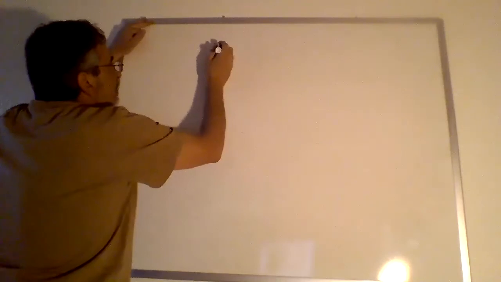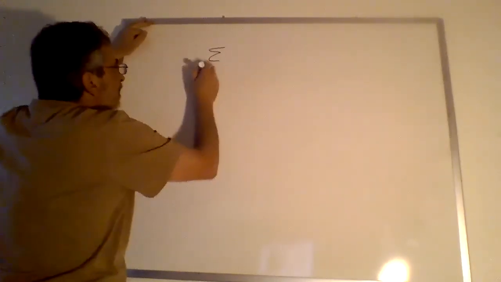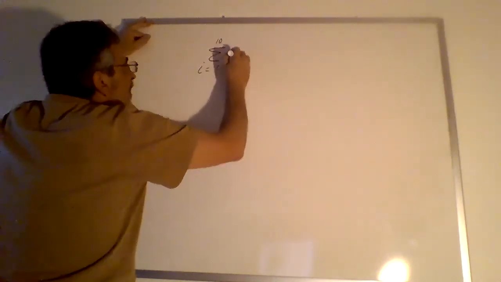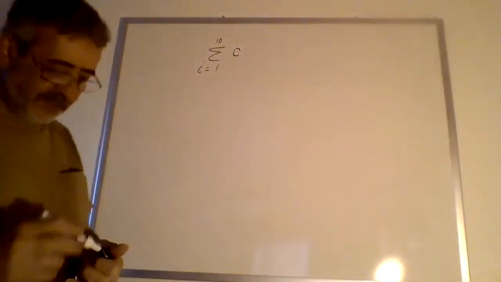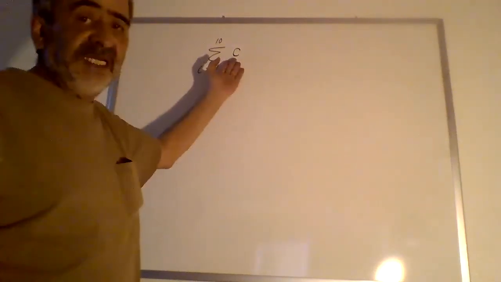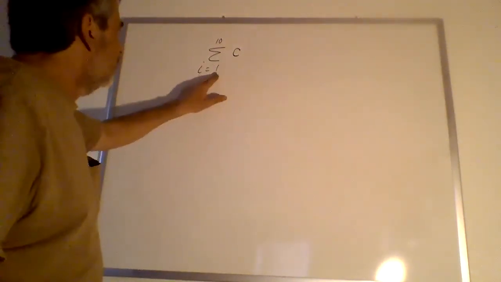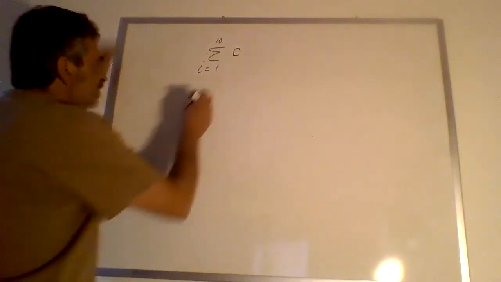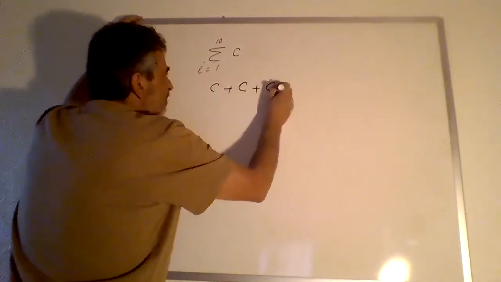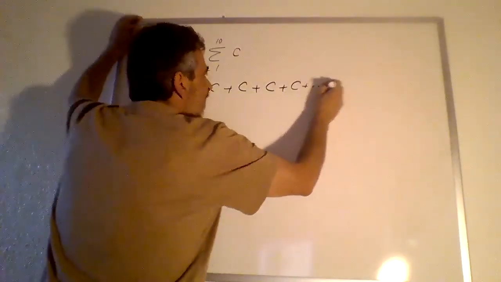Let's take simple rules. For example, let's say I'm looking at summation i equal 1 to 10 of some constant C. Some constant C, that means it's a number that has nothing to do with i. No matter what i is, this is always going to be C. So when i equal 1, this is C. So the first term is C plus the second term is C plus C plus C plus... plus C.